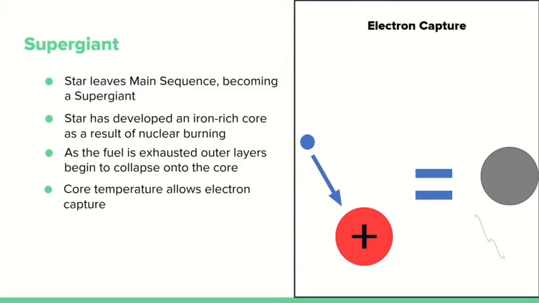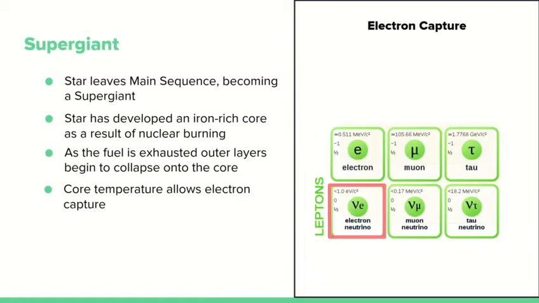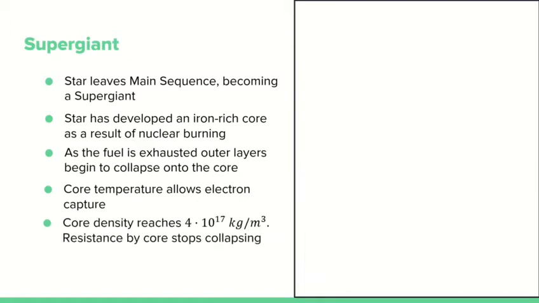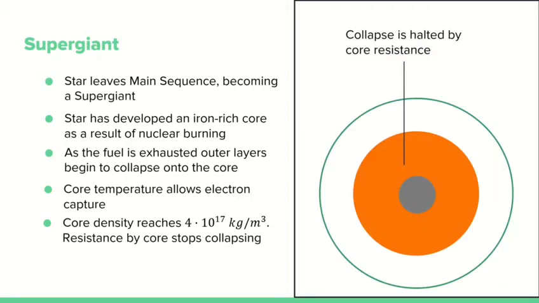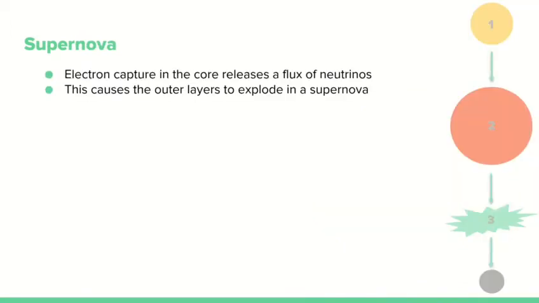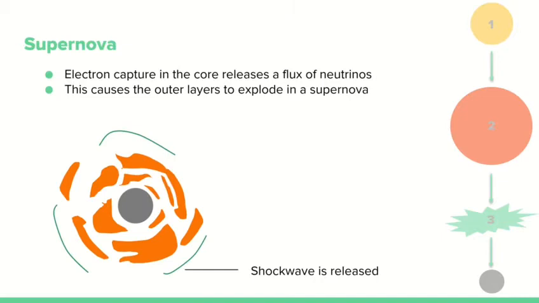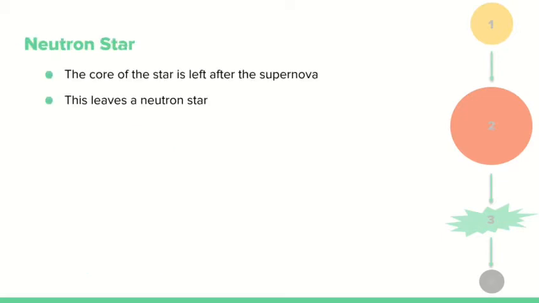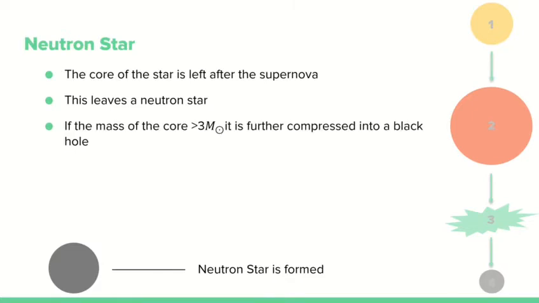overcome their repulsion. This causes collisions between the two, producing neutrons and neutrinos, but the neutrino is a type of lepton. This increases the number of neutrons in the core, as well as its density. The core starts resisting the collapse. As a result of electron capture, a flux of neutrinos is produced, causing the layers of the star to explode. This creates a supernova. The heavy core from the explosion is compressed and left. As long as its mass is lower than 3 solar masses, the core forms a neutron star.